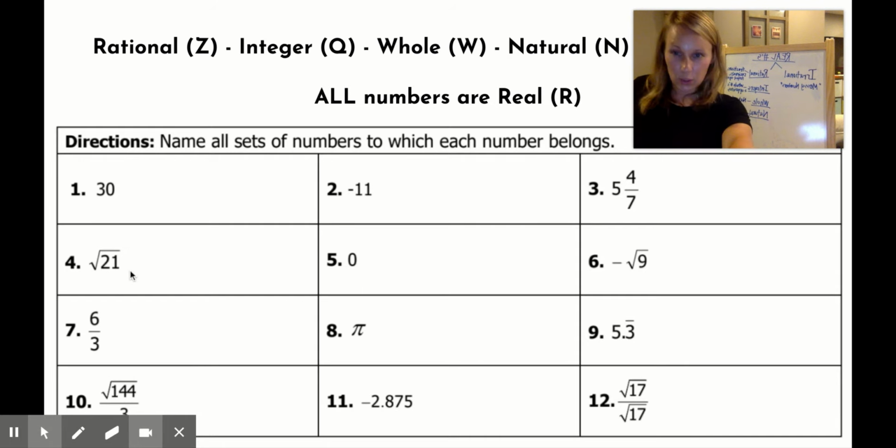Now, number 4 says the square root of 21. I don't know the square root of 21. So grab your calculator. If I had one with me, I would show you this, but I can't right now. The square root of 21, if you type in your calculator second and then the radical symbol is this.